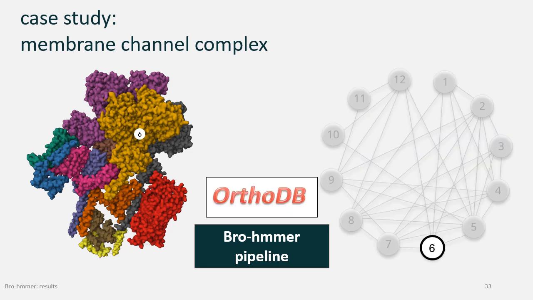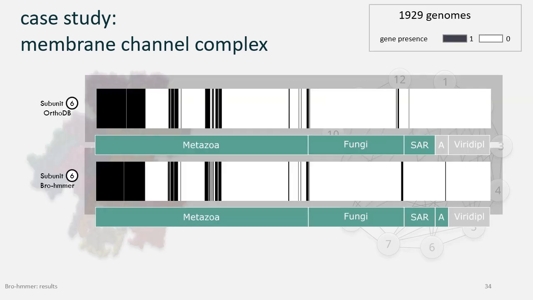Let's first consider subunit 6, which is correctly predicted with both OrthoDB and HMMER. By comparing the phylogenetic profiles recovered with the 2 methods, we see that the homologous sequences obtained cover the same evolutionary extension. The two methods give comparable phylogenetic profiles.